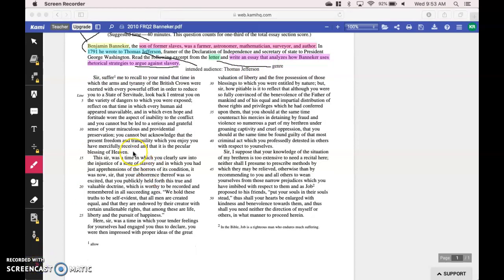So the way I'm chunking this out is I'm looking paragraph by paragraph, which is something you might have done when you created your says, does, for this text. I'm going to focus right now on this first paragraph. And after reading this first paragraph, I already noticed something that I think Benjamin Banneker is going to do.